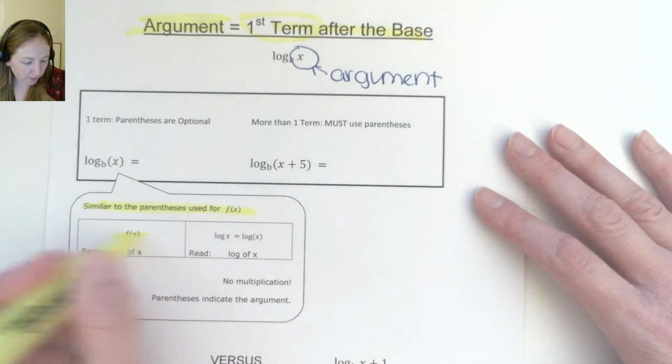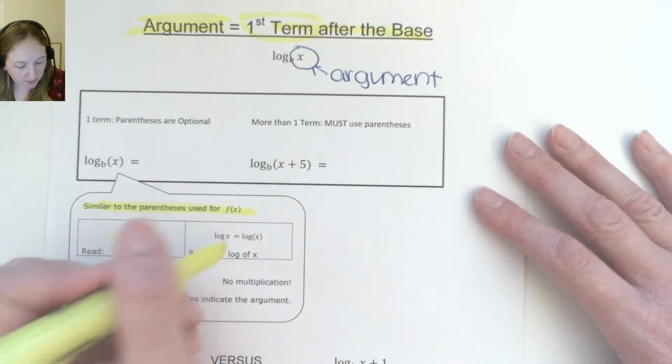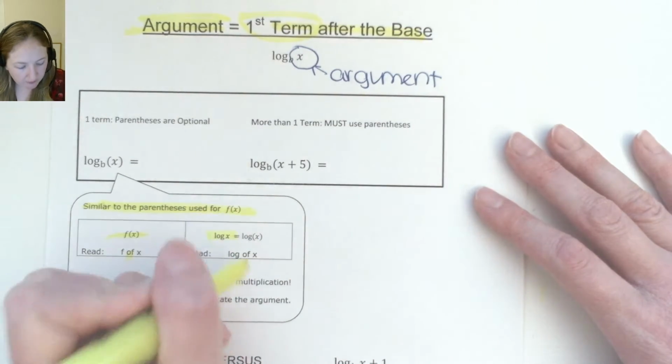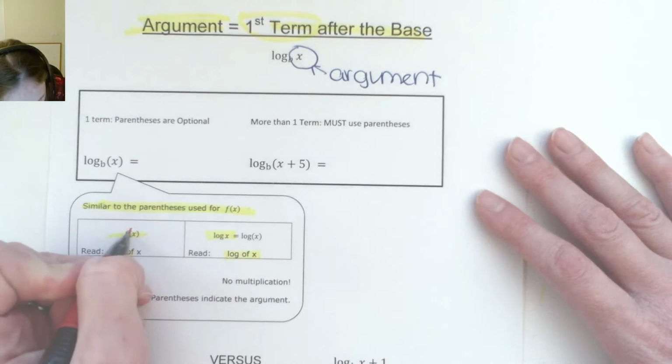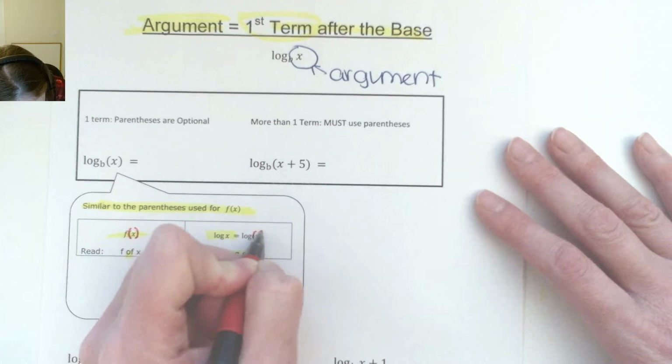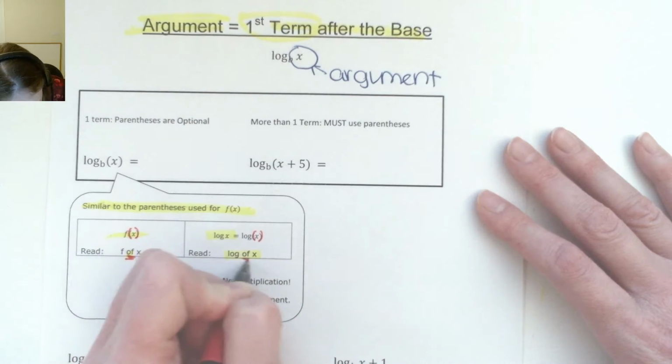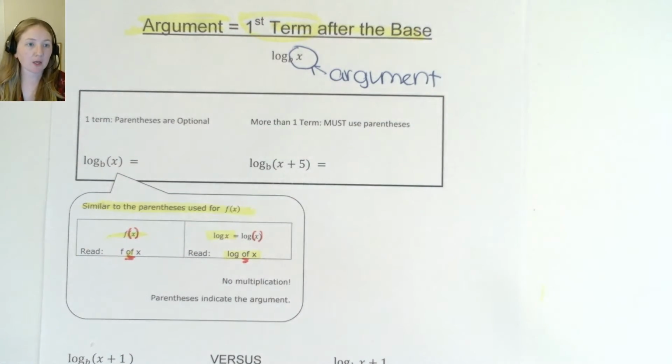The parentheses are very similar to the parentheses used for function notation. So if you have f parentheses x, you read that as f of x. If you have log x, you read that as log of x. So these parentheses really are kind of translating into "of." So the parentheses are indicating the argument, no multiplication whatsoever.